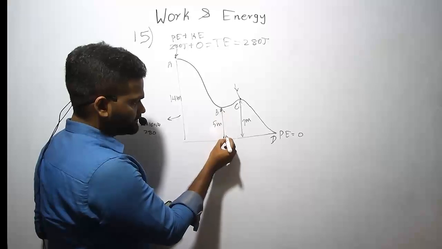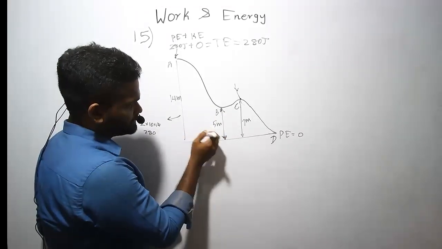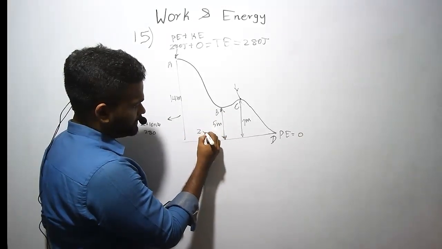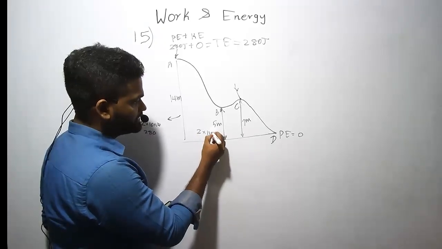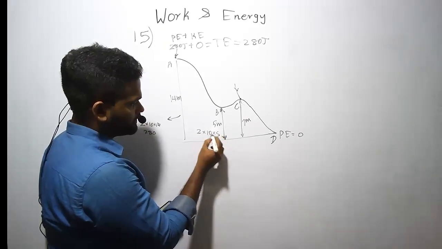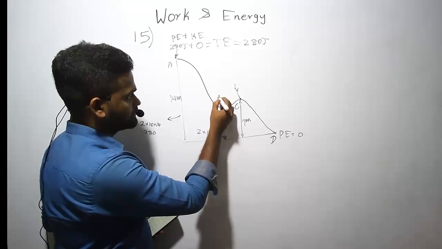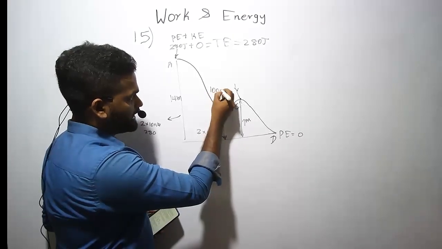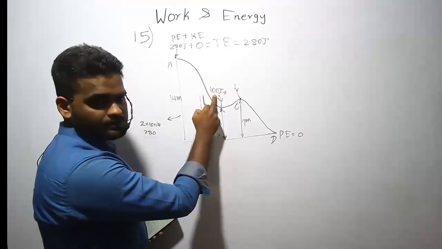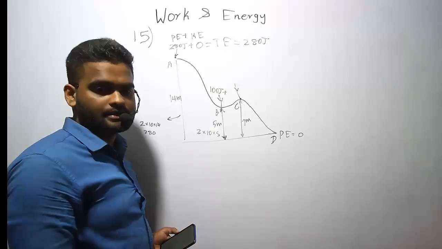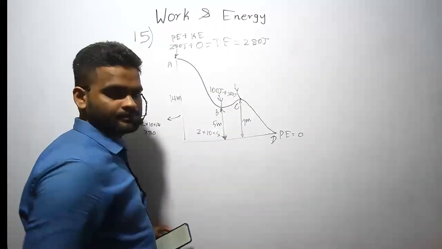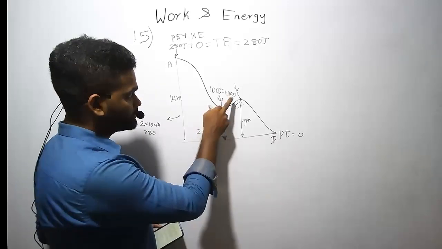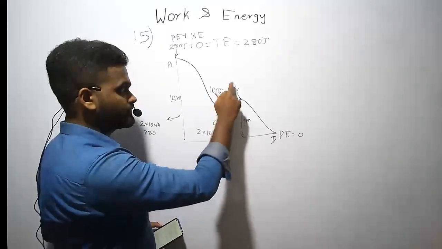Let's see here. What's the potential energy? Mass is 2, g 10, h 5. 100, right? At C, potential energy is 100. So what should be the kinetic energy? 180 joules. Understood? Because the sum should be 280.